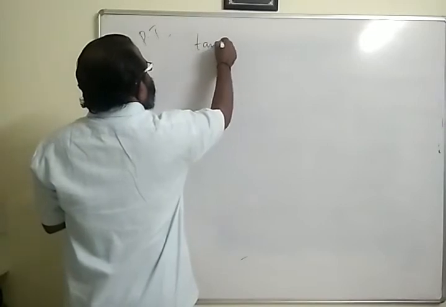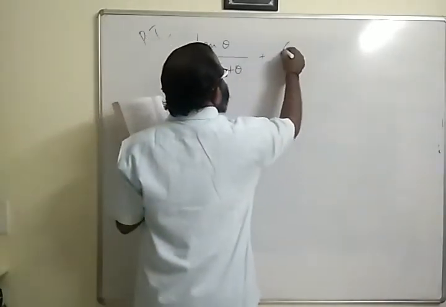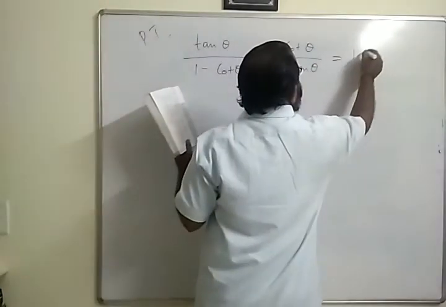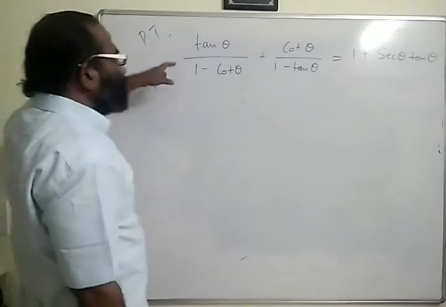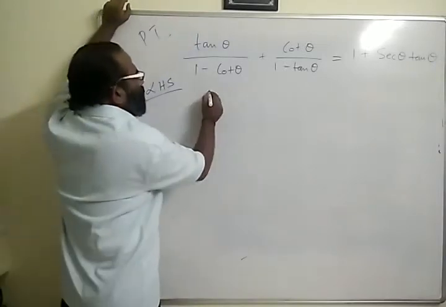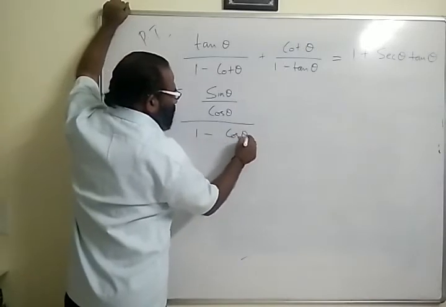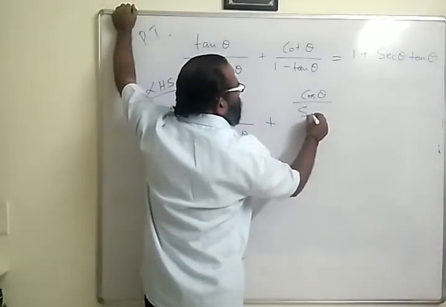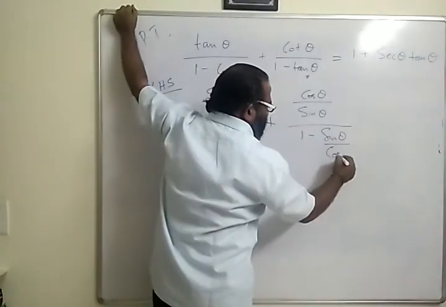So now the next question. Tan theta by (1 minus cot theta) plus cot theta by (1 minus tan theta) equals 1 plus secant theta tan theta. Now in this problem, let's take the left hand side and let us write the tan and the cot in terms of sine and cos. So what happens over here? Sine theta by cos theta, by 1 minus cos theta by sine theta, plus cos theta by sine theta, by 1 minus tan is sine theta by cos theta.